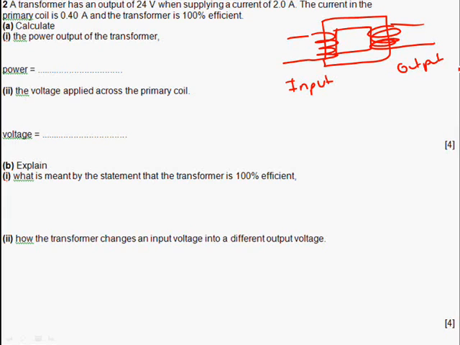And you put a voltage and a current in, AC, and you get an output, and you can either step up or step down the voltage. Alright, first question says calculate the power output of the transformer.